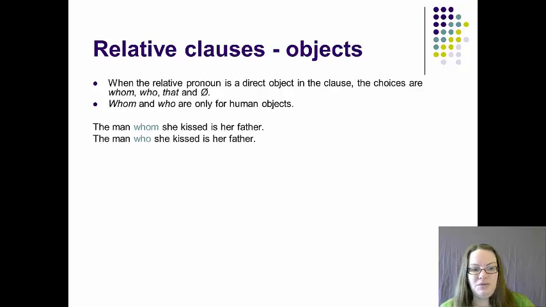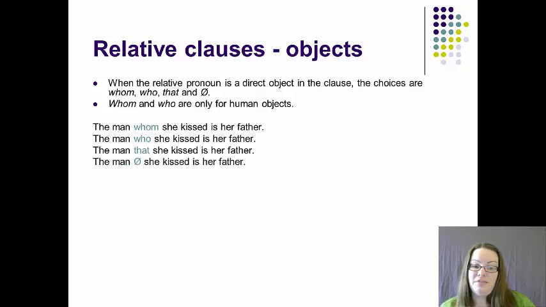Okay? So ask yourself whether or not this one's okay. The man who she kissed is her father. For many of us, that's okay in our mental grammar, but it's actually not prescriptively acceptable. Okay? The man that she kissed is her father. For most of us, that one is okay. The man she kissed is her father. For most of us, that one's also okay if we just leave the relative pronoun out.